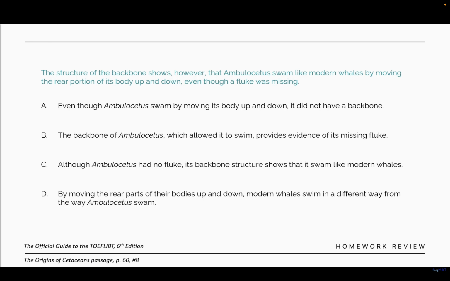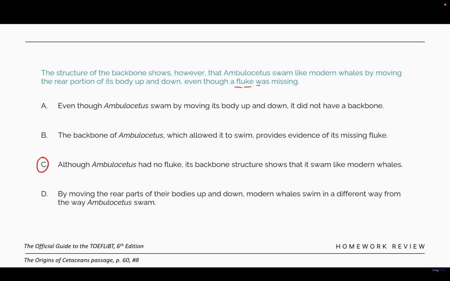C? Yes. Okay, so let's go ahead and do all the matching and just make sure all of the ideas match. So the first one is, although it had no fluke, so a fluke was missing, very good. The second idea, its backbone shows that it swam like modern whales. Where does it say that? The backbone shows swam like a modern whale. So this one's actually pretty easy, right? Yes, it's pretty direct. Awesome job.